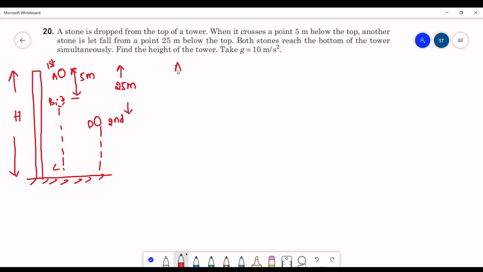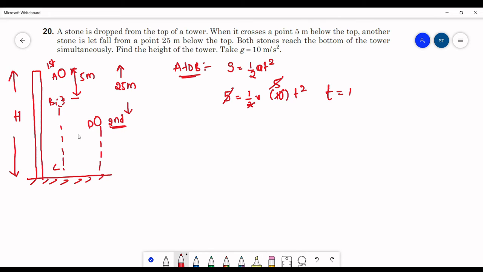Now consider the region from A to B. Let us calculate the time taken for the first ball to come from point A to point B. For that, apply S equals ut plus half at square. Initial velocity is 0, so directly write it as half at square. So distance covered 5 is half into acceleration 10 in downward direction into t square. This will be 5 times, so t equals 1, which implies when the first ball has travelled for 1 second, the second ball has started its motion.